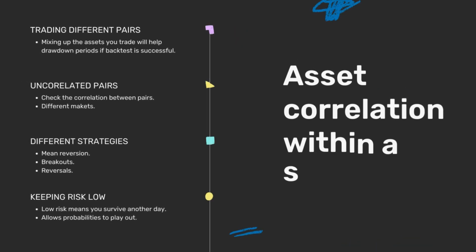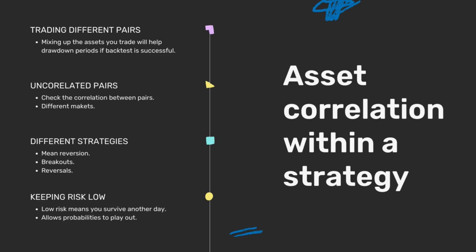So first of all, let's go into asset correlation within a strategy. Now, there are multiple ways we can go about this, but let's start with the most basic point, trading different pairs. Now, this might sound obvious to some people, but some people are religious to one pair. And I'm not saying that it's wrong, because many traders have had a lot of success by only trading one pair. But expanding your strategy into other pairs that are also profitable is a good first step.